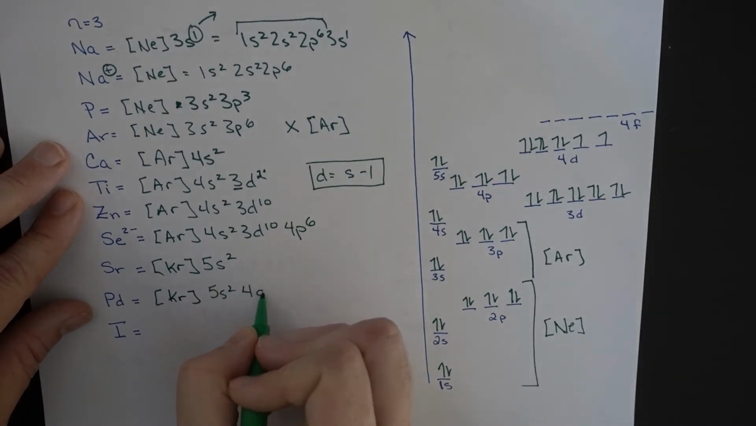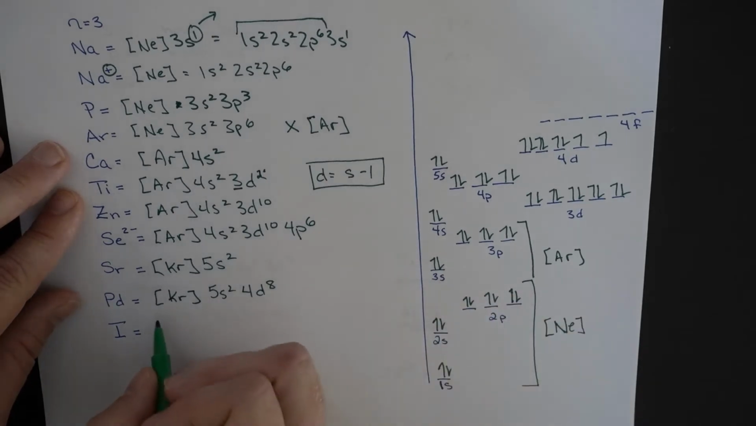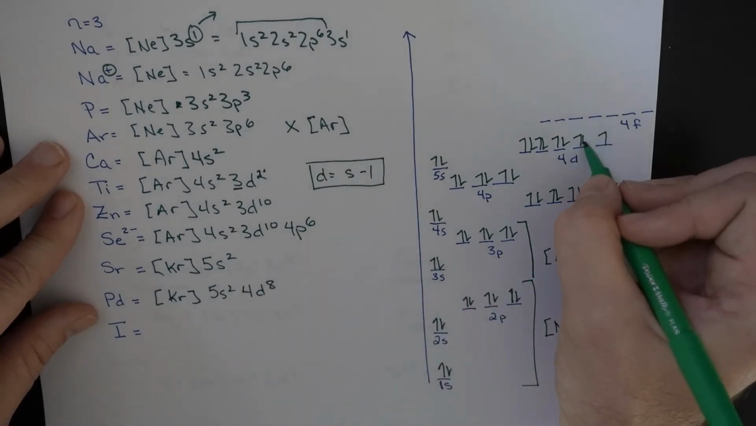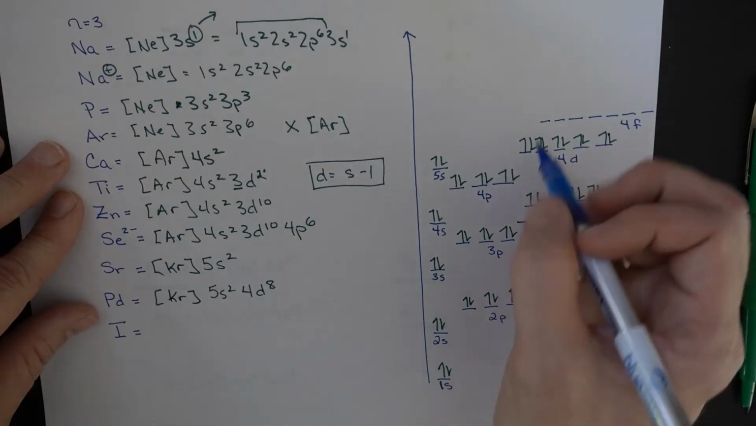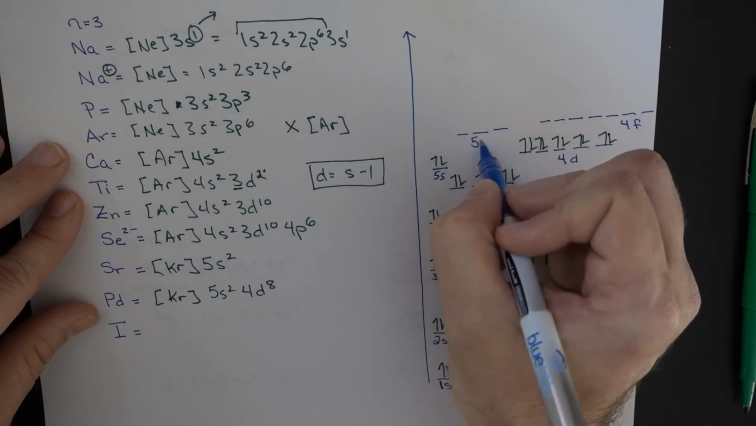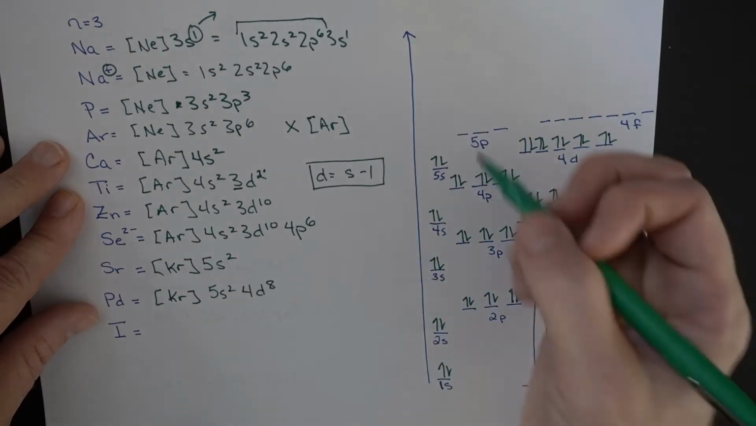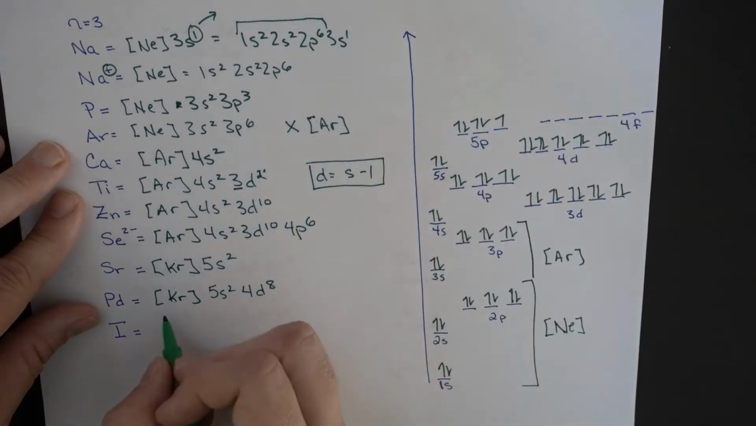5s2, 4d8. And then if I want to go all the way over to iodine, these end up getting filled. And then my 5p's are actually not drawn in here. They're higher in energy than the 4d's. So 1, 2, 3, these are my 5p's. And iodine would be 1, 2, 3, 4, 5 elements over.